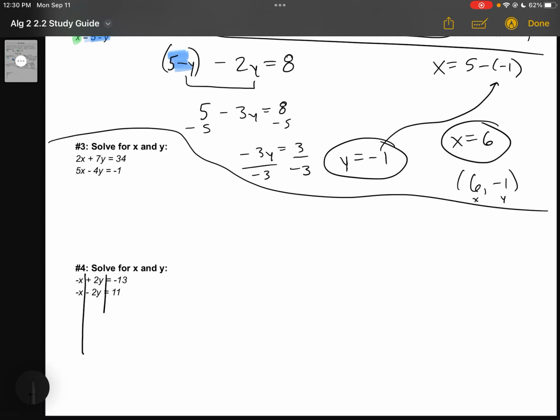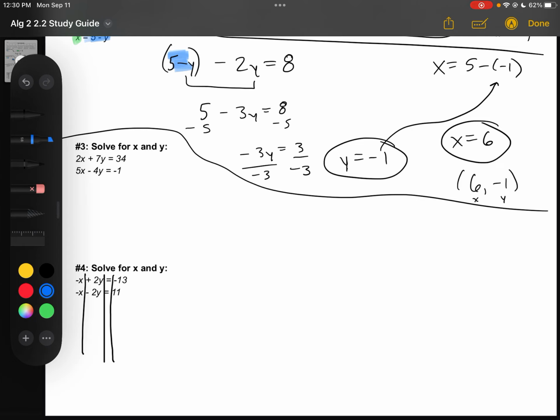So the first step is we want to line up our x's, line up our y's, and line up our equal signs, and line up our numbers. So all of these things need to be lined up in order to proceed. If they are, we have x matches with x, y with y, equals with equals, number with number, then we are ready to move into elimination.